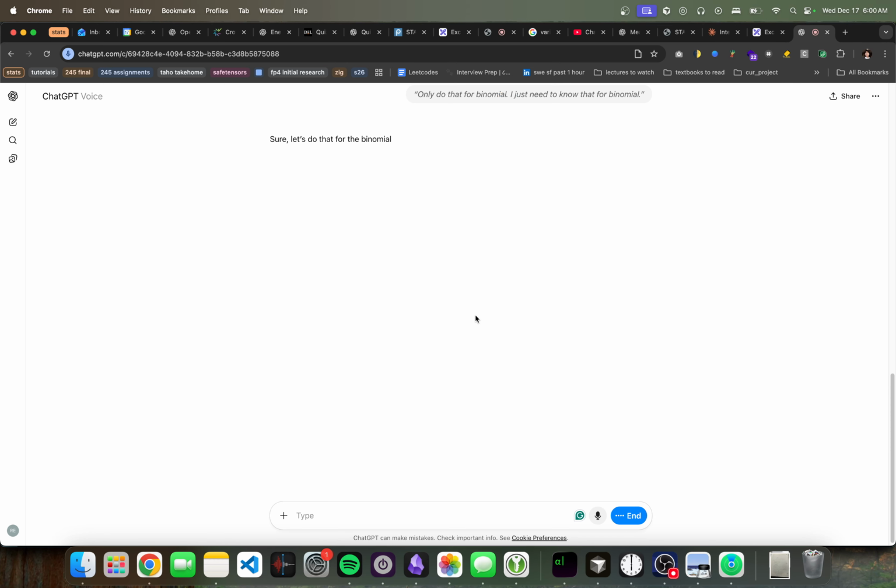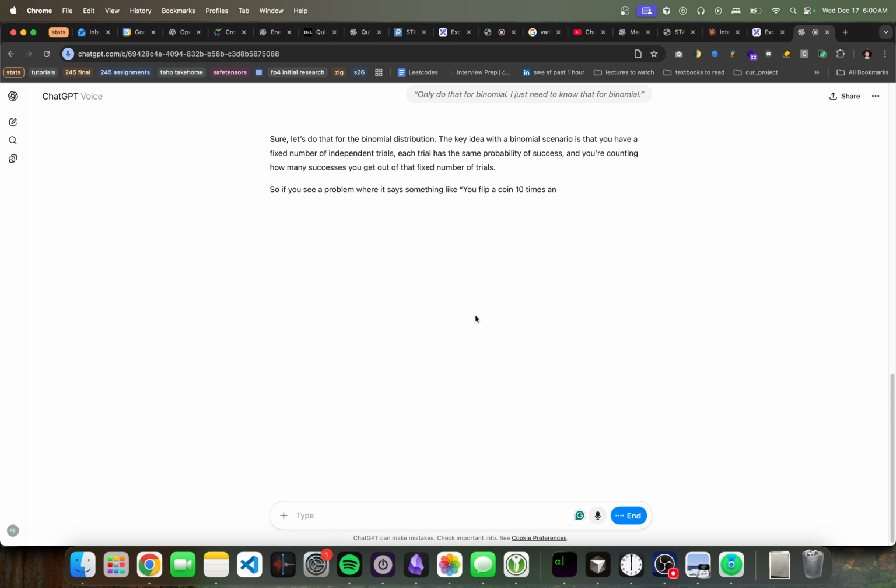Sure, let's do that for the binomial distribution. The key idea with a binomial scenario is that you have a fixed number of independent trials. Each trial has the same probability of success, and you're counting how many successes you get out of that fixed number of trials. So if you see a problem where it says you flip a coin 10 times and you want to know the probability of getting exactly 3 heads, that's a classic binomial setup. You have 10 independent coin flips, trials, each flip has the same probability of success, 0.5 if it's a fair coin, and you're counting how many successes, heads, you get.